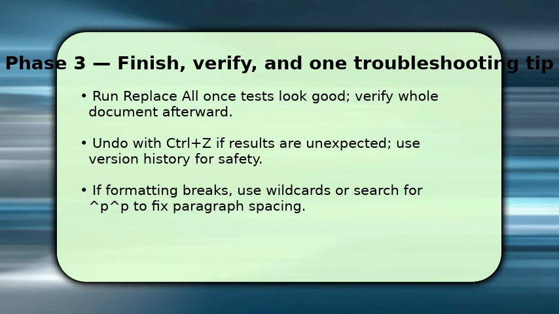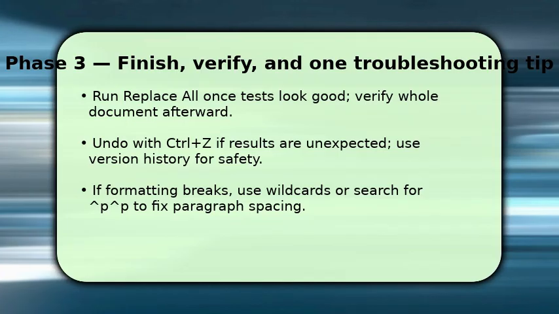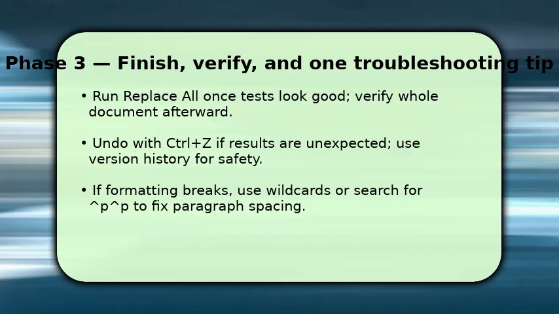If something goes wrong, press Ctrl+Z immediately to undo the last operation, and make sure to use version history or a saved copy as backup. If formatting breaks, words stick together, or paragraph breaks go missing, search for specific markers like ^p^p or tabs, and use wildcards to target only the problematic patterns.